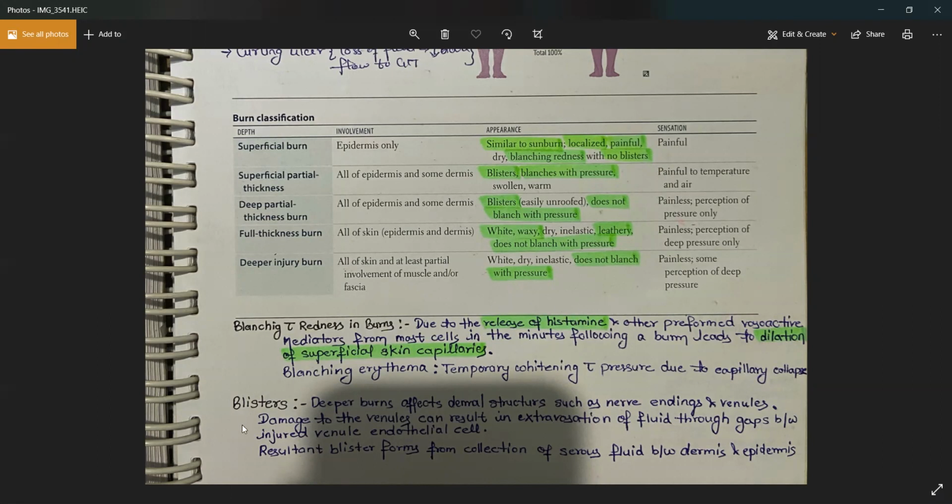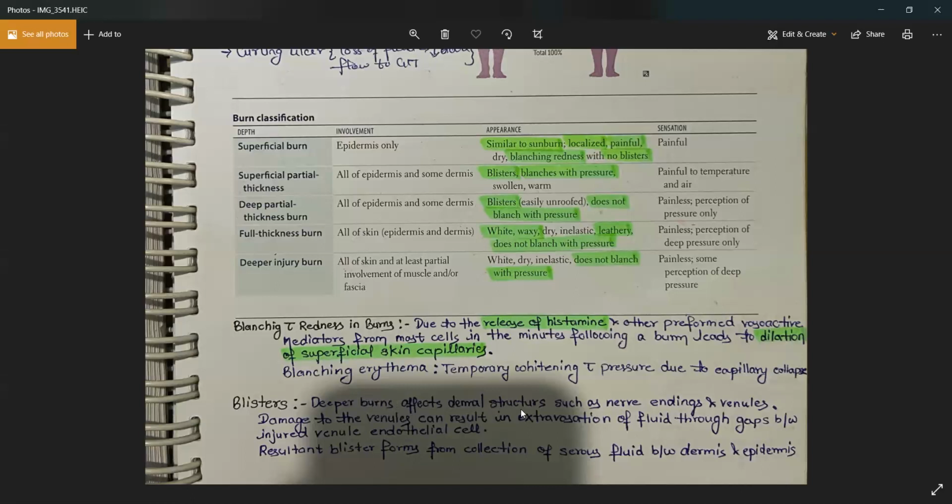Blisters in the burns happen because of a rupture of the blood vessels. Because of very deep burns, even the blood vessels can get ruptured, and when the blood vessels get ruptured, they will release all this blood and all this serum, right? And as a result, you will get the blister because of that.